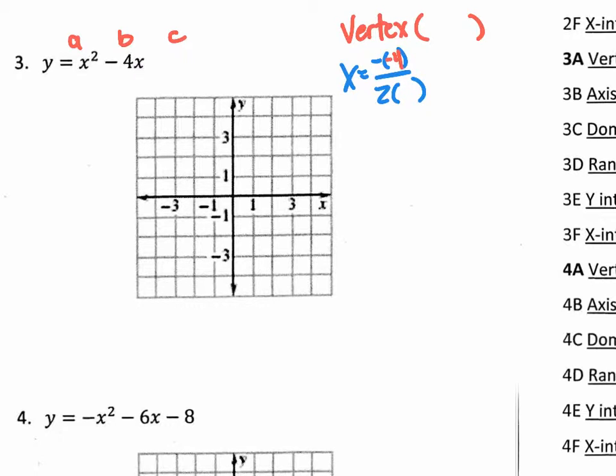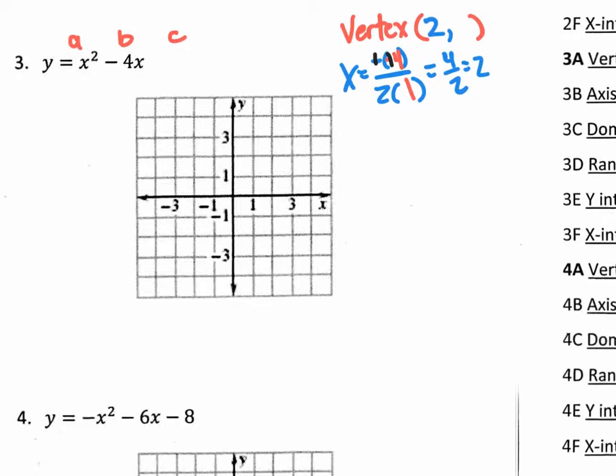Put that -4 right in the parenthesis. The a value is 1. We end up with a -4, which is really a +4. So you have a +4 divided by 2. What is 4 divided by 2? 2. So our vertex x value is 2.